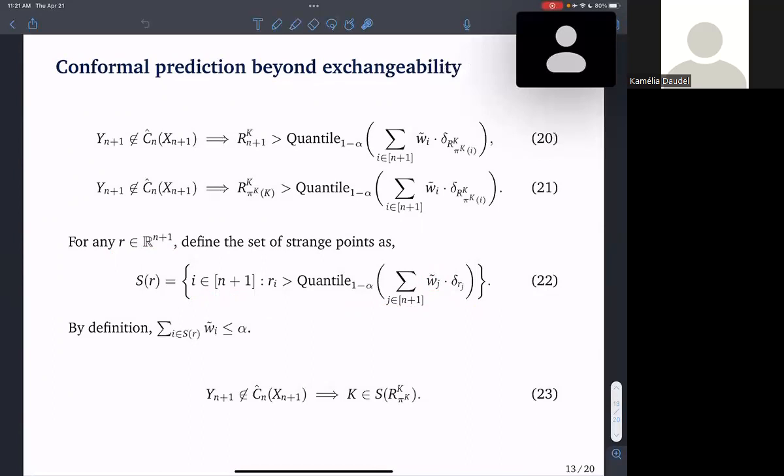And again, by definition, we see that the sum of the probability mass contained on the indices that are chosen is less than or equal to alpha, again, by the property of what a quantile is. So now we can say that an error occurs when k is in the set of strange points on the nonconformity measures obtained over the permuted set π_k. Any questions over there?